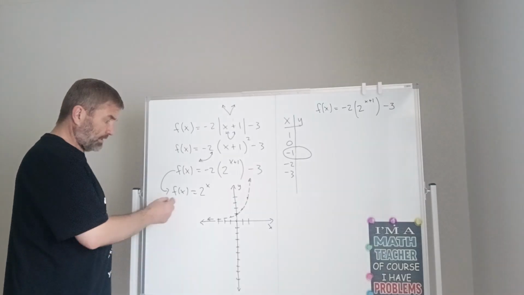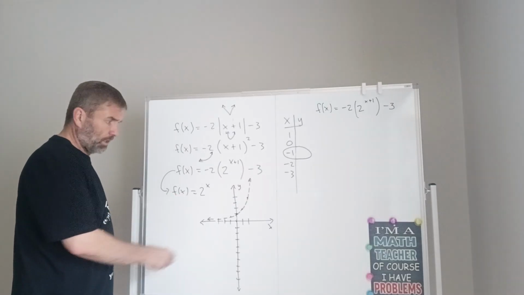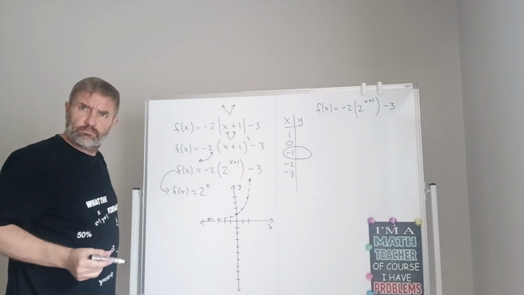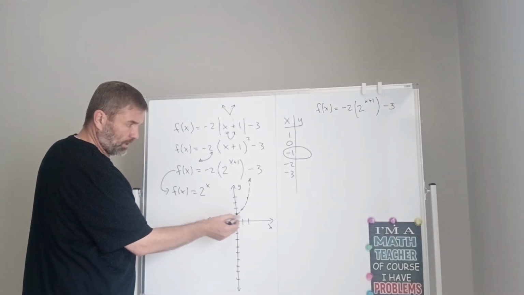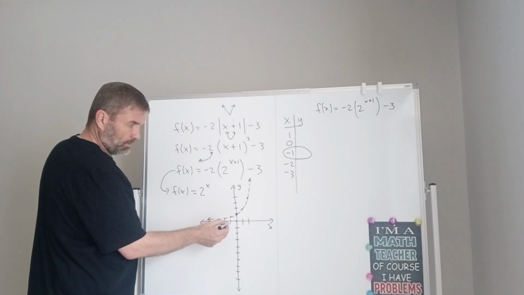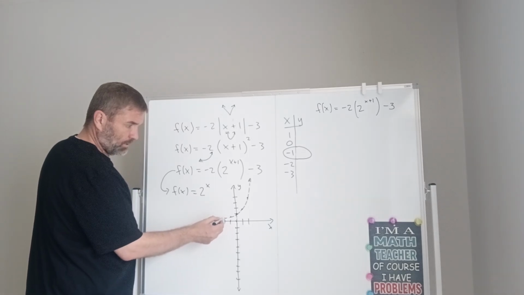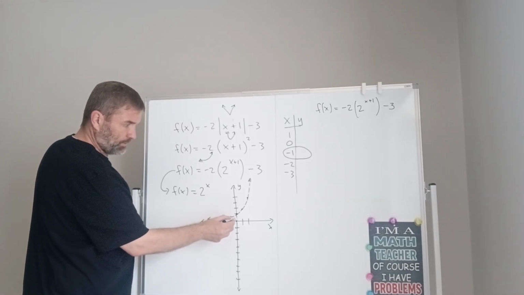Remember, I did the points in another video. Compare that, see if I got them right. 2 to the 1 is 2. 2 to the 0 is 1. 2 squared is 4. 2 to the negative 1 is a half. There's your quarter. Of course, a half and a quarter are a little bit harder to graph, but you get the general idea.